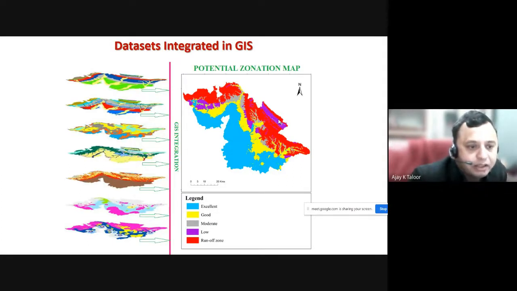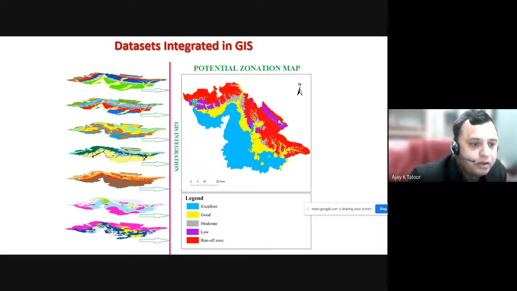What we get here is that, as we have seen in the satellite data also, this area is the planar area, which has alluvial plains, or you can say younger and older alluvial plains. In this area, the water availability is excellent. It is good in the area which lies above, toward the northwest to northeast of this excellent zone. Then you have a moderate zone, a low runoff zone, and a runoff zone. This is the area we have excluded from our research, so we have just kept it here as a runoff zone.